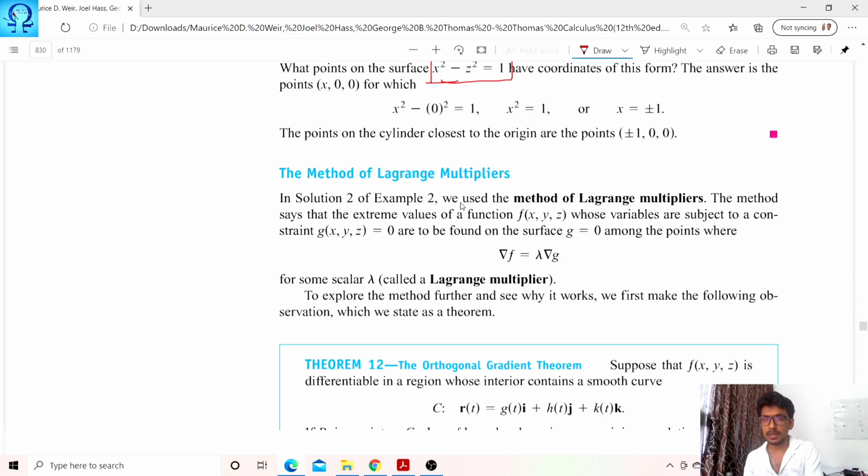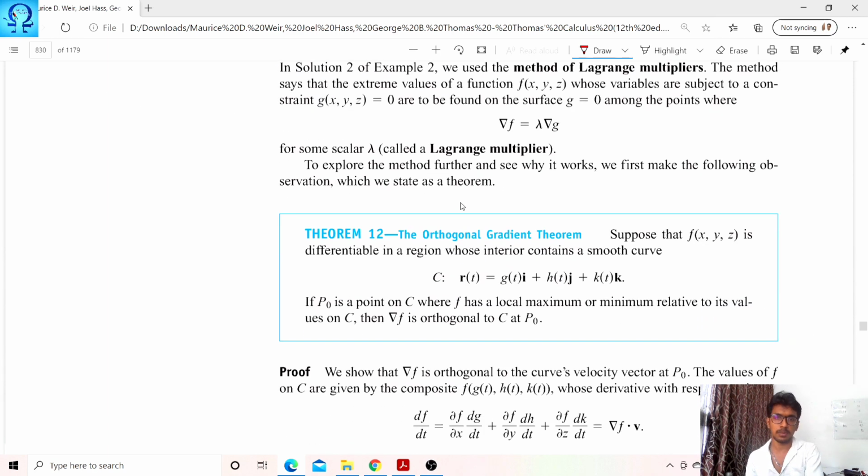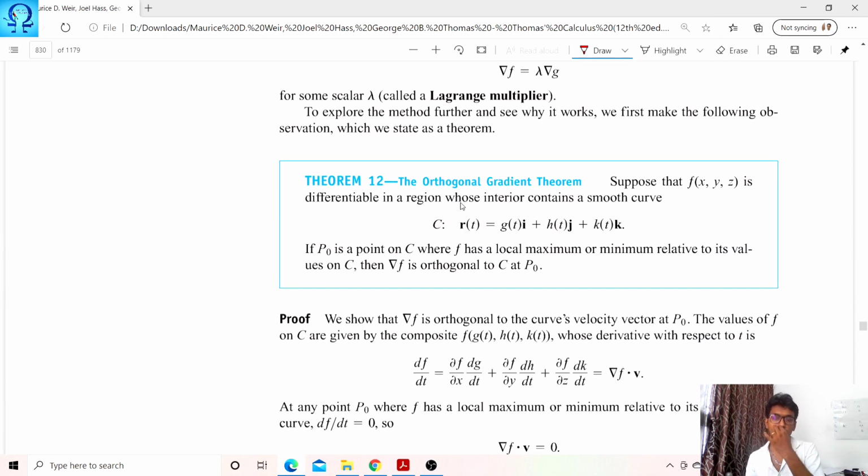Now let us formally state what we mean by the Lagrange multiplier idea. Before proceeding to it, we have an orthogonal gradient theorem. That is, if you have a function which is differentiable in some region whose interior contains a smooth curve. That is, for a two variable case, I am telling you.